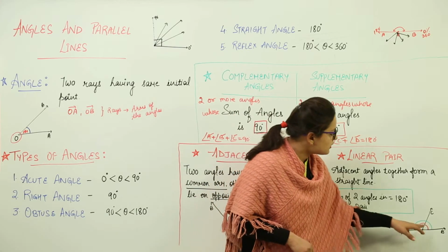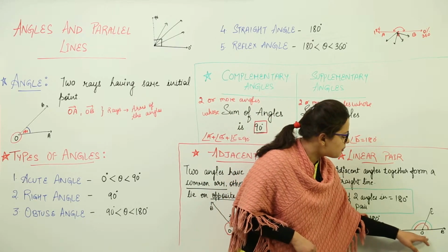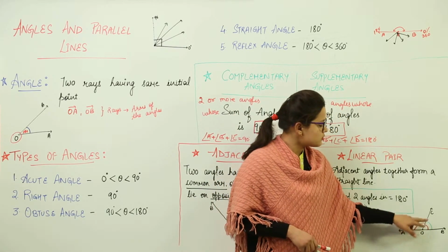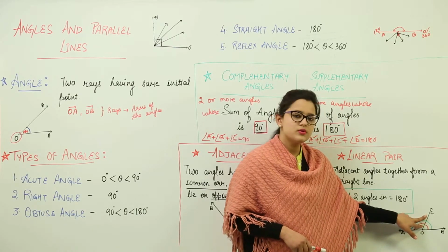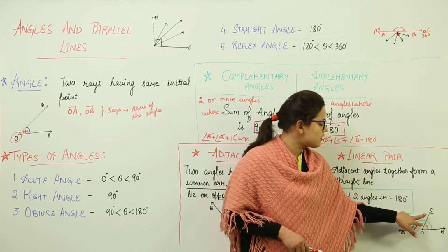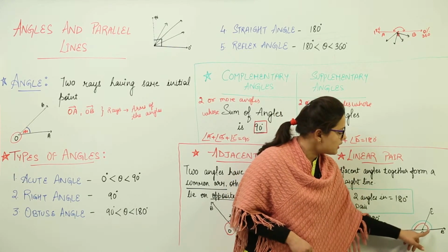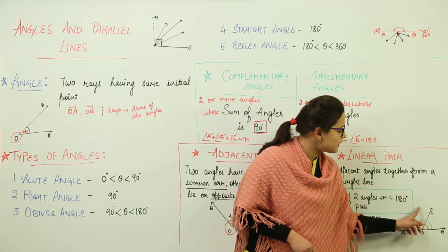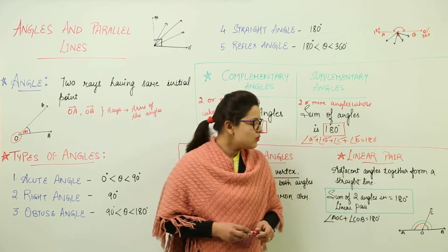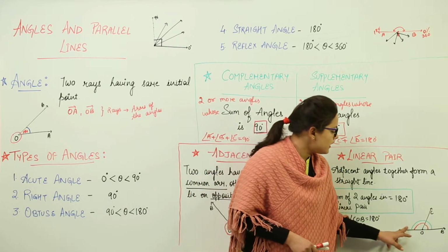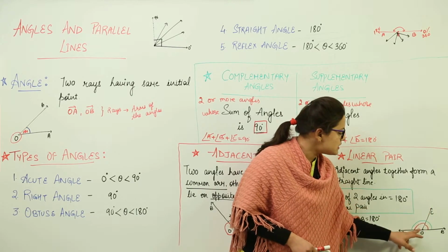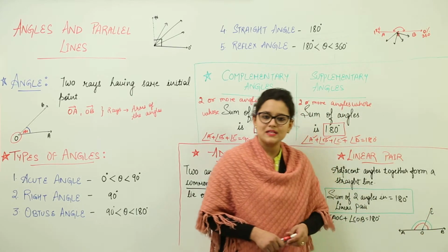So we can look over here that these are having the common vertex O and also they are sharing the common arm OC. So they have the common vertex, they have the common arm, and also their non-common arms, that is OA and OB, are lying on the opposite sides of the common arm. So now we can say that angle AOC and angle COB are forming two adjacent angles.